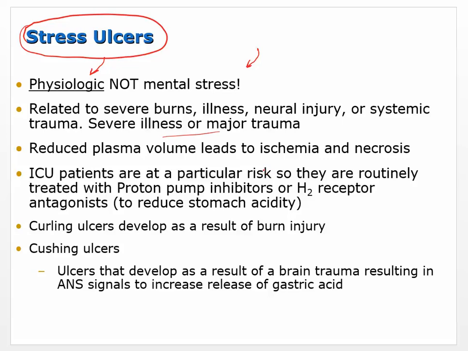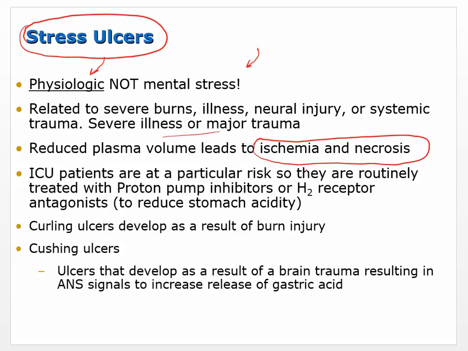Reduced plasma volume may occur, and that can lead to ischemia, necrosis. That's going to really stress the area. If it can't get nutrients into that area, then there can be necrosis, and that can cause an ulcer. That can cause ulceration in those areas.